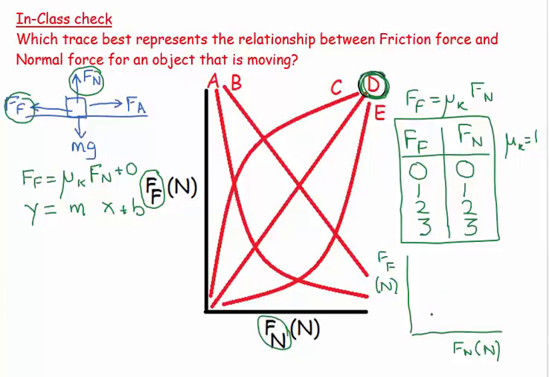Then I'd ask you to pick some scales, so we'd have 0, 1, 2, and 3 on each axis. Then, looking at my data table, there's the first point, here's the second point, here's the third point, and if I change my colors just to make it stand out, there's my trace.